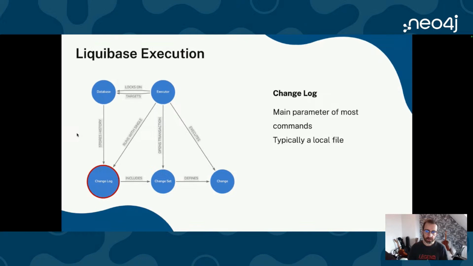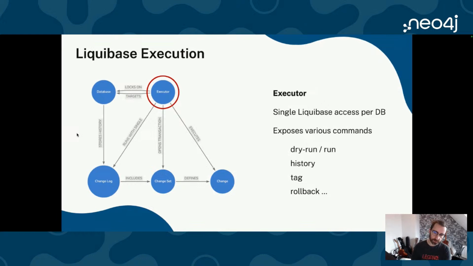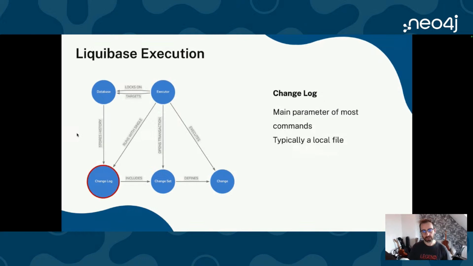As I said, the changelog is the main entry point of most commands, but not all of them. For instance, if you look at the history command that's listed there, for the history command you just need access to the database. You just need to understand what history is stored there. So you don't need any description of local changes you might want to run, because you're not interested in that aspect. But if you look at dry run, tag, rollback, etc., then you will need a changelog, as you will see again in the exercises that are coming.